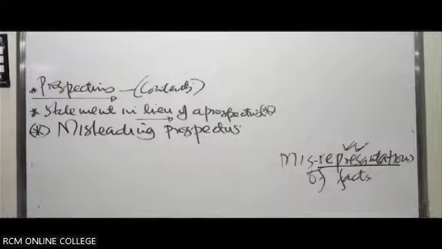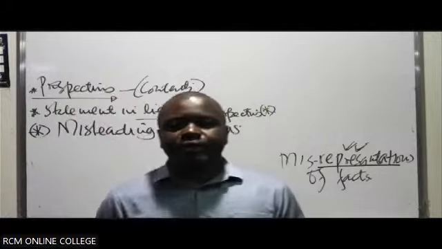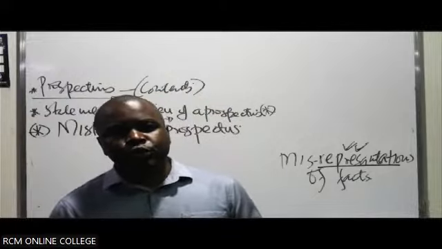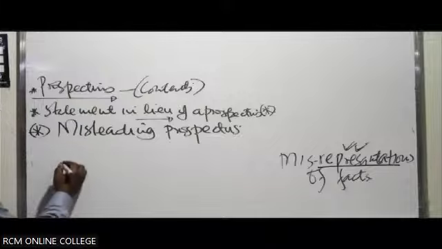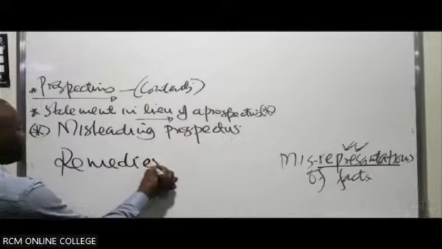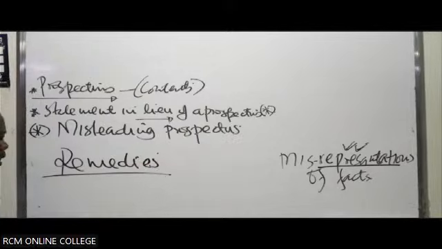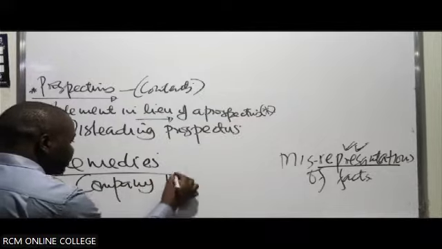This is what I saw in the prospectus. It was very attractive. But now things are not okay. What am I going to do? If that happens, under the law, such an investor will have certain remedies. These remedies are usually categorized into two. There are those remedies against the company itself. He can go for the company itself.